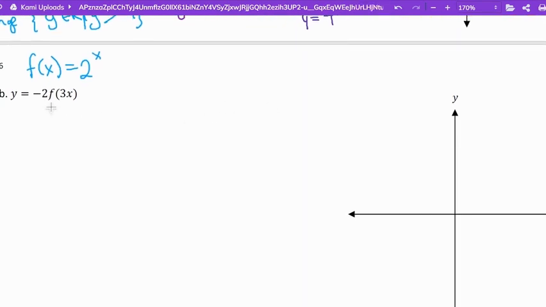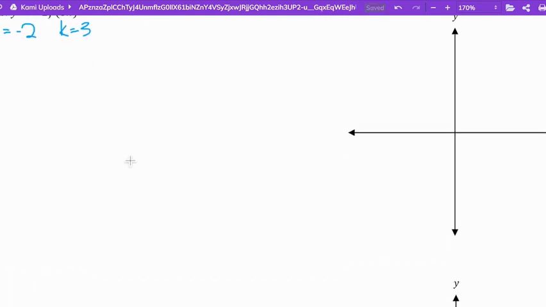All right, so let's just write, okay, what do we have here? We've got a equals -2. And what is the 3? It's my k value. All right, so let's write mapping notation.